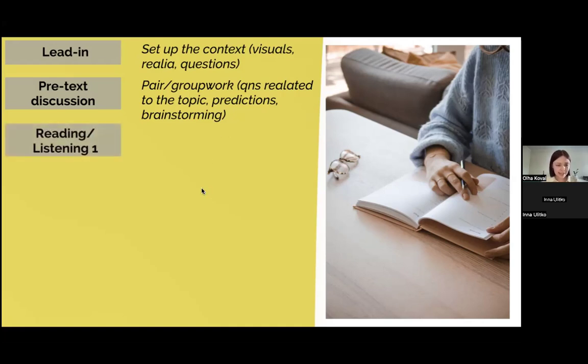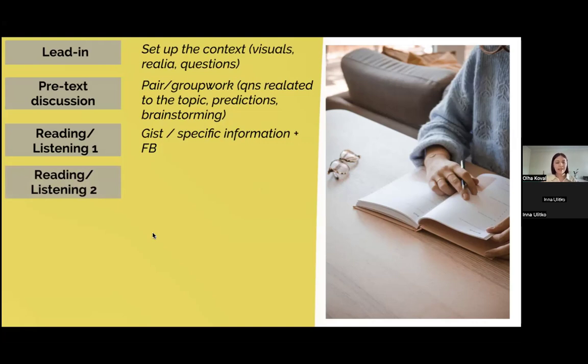So after the pre-text discussion, we can have reading or listening one. We read or listen to the text for the first time. The first reading or listening is usually for gist or for specific information, and of course feedback after that. So you can see that it's a bad idea to start with detailed comprehension tasks. First of all, we want to let our students get the main idea, get acquainted with the text, and focus on the general information or on some specific information.